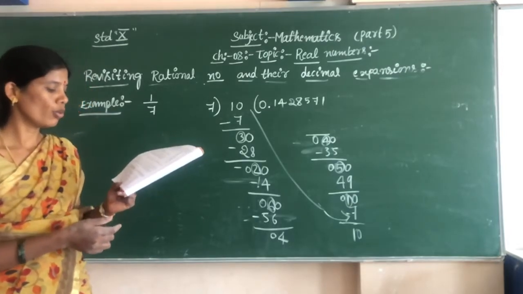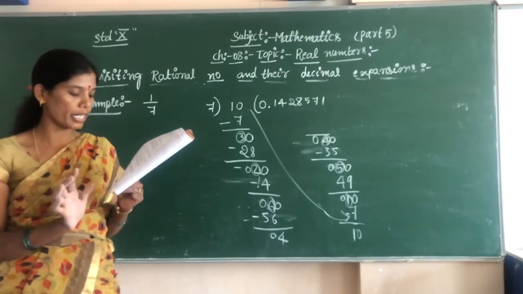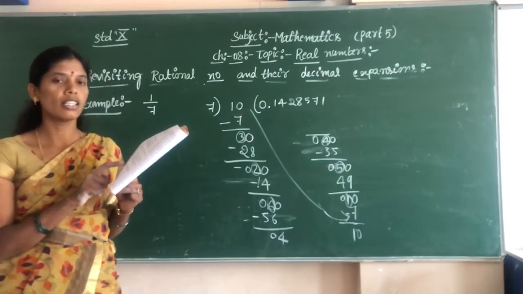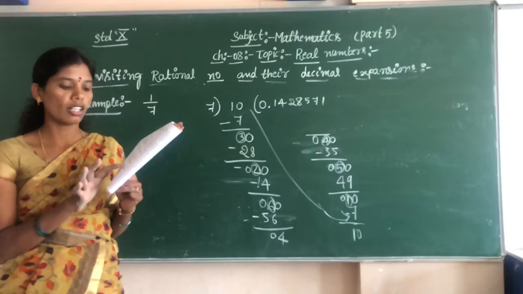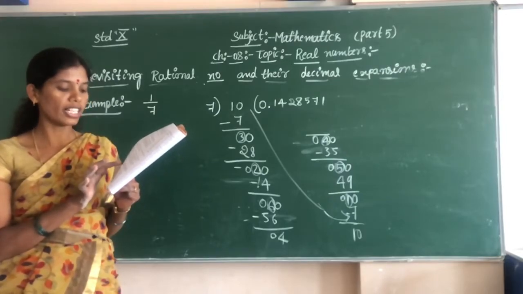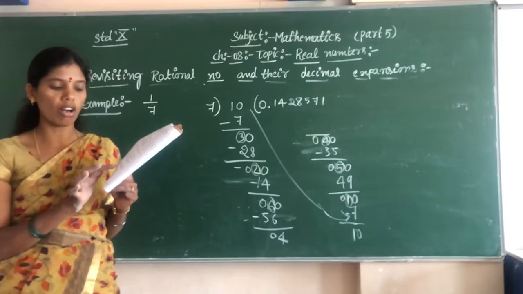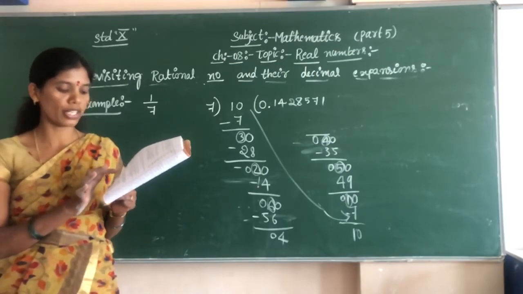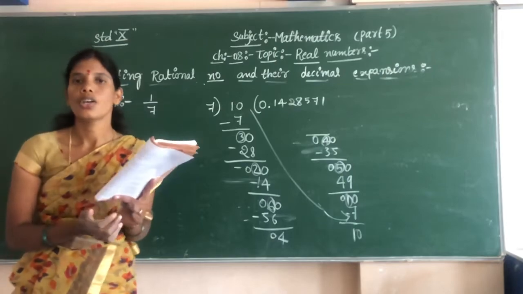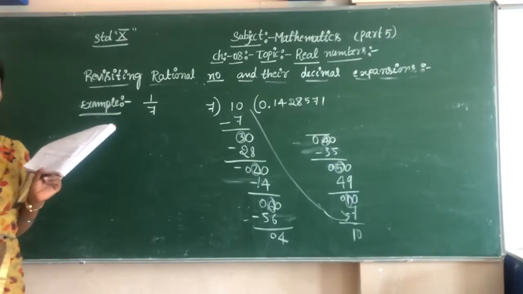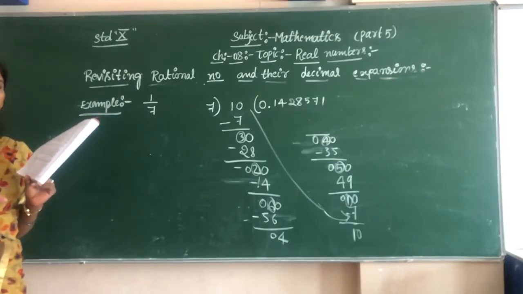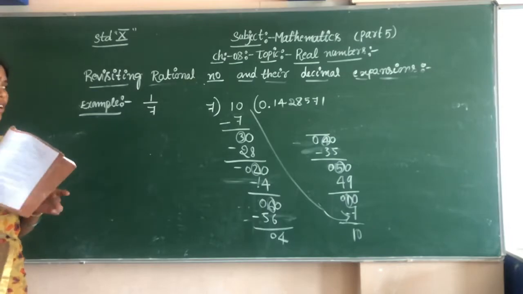Okay children, you should do Exercise 8.4. Without actually performing the long division, state whether the following rational numbers will have a terminating decimal expansion or a non-terminating repeating decimal expansion. Okay children, to solve this we should take the decimal form and the non-decimal form and find out whether it is terminating or non-terminating. I will show one or two examples. We should solve the rest at home.